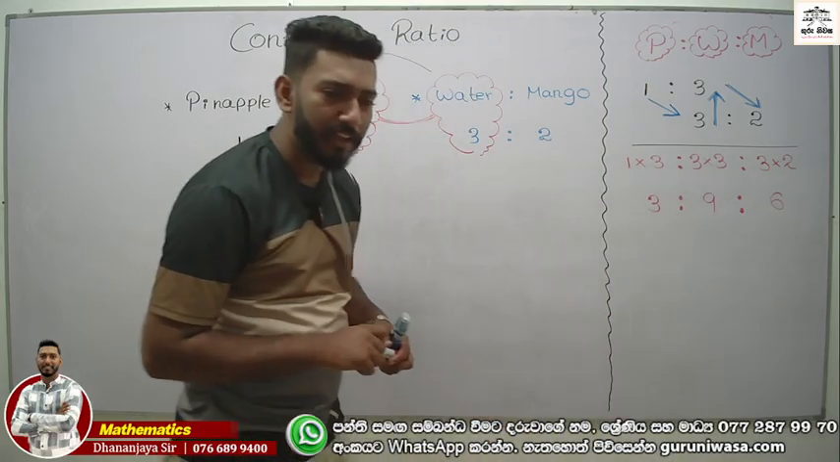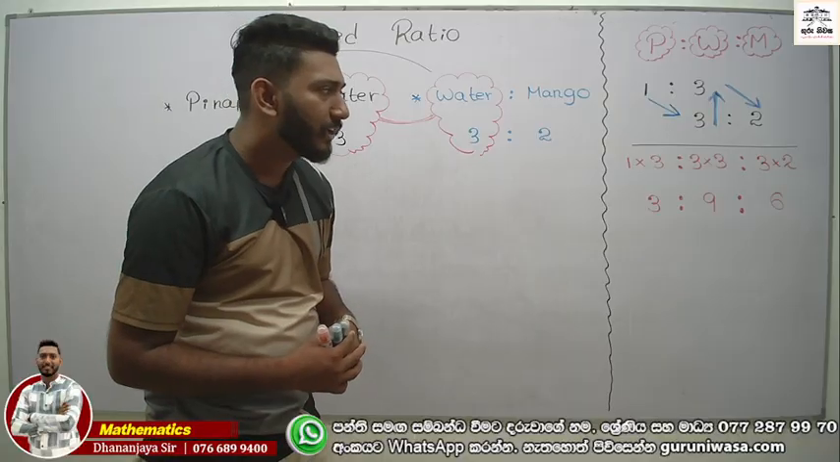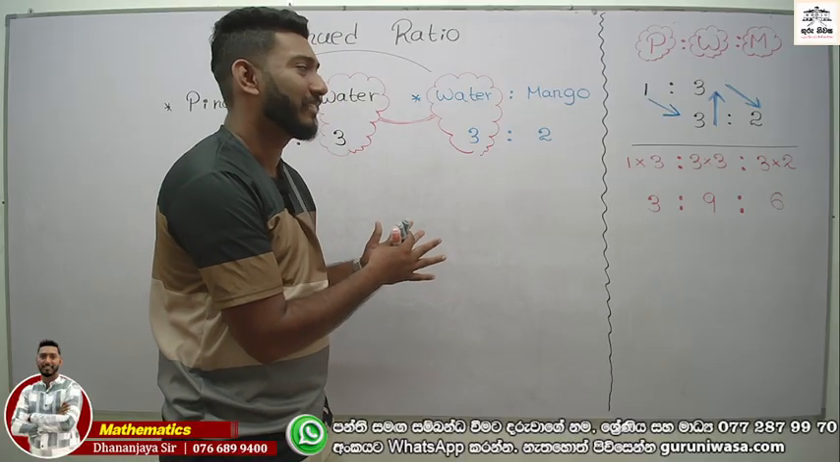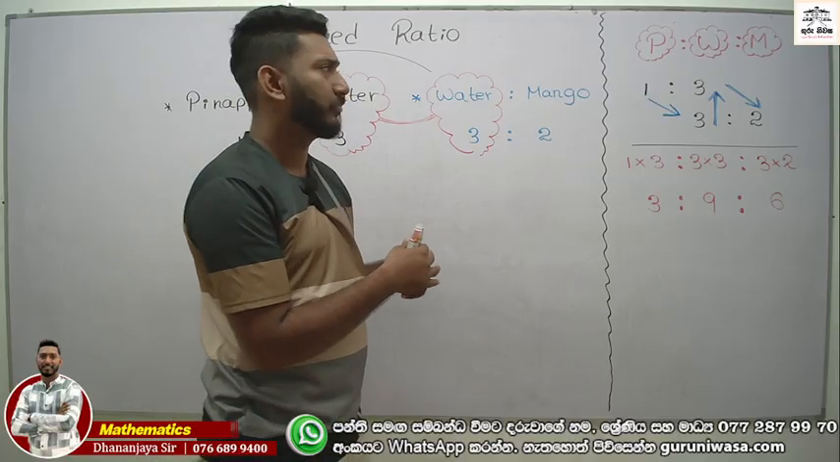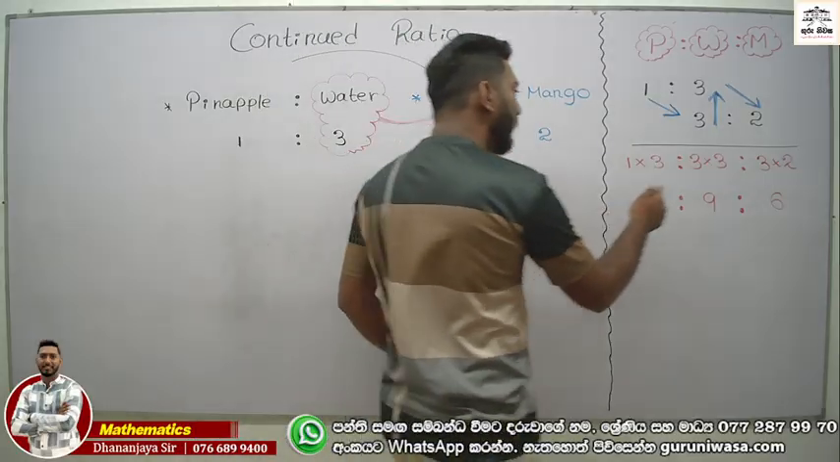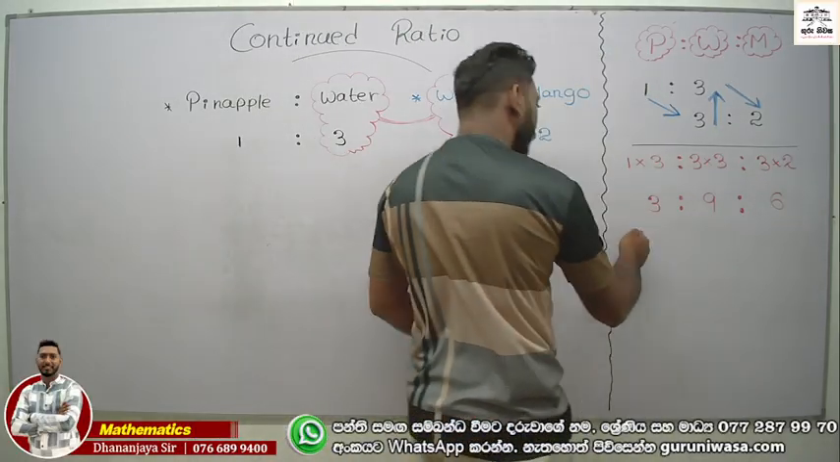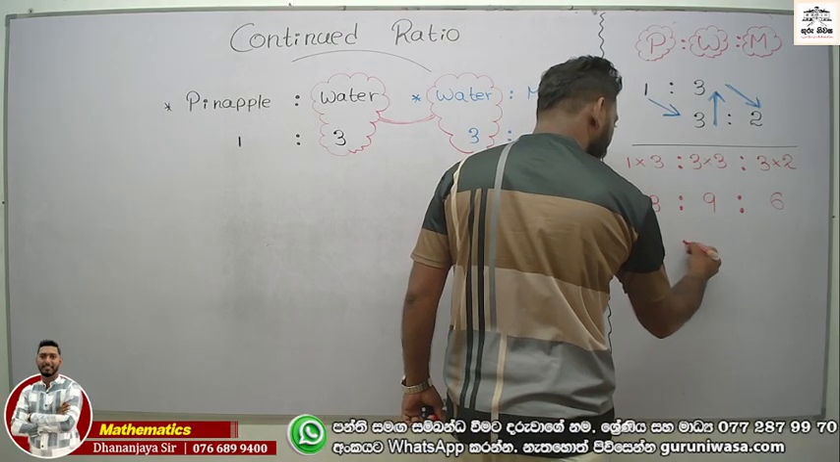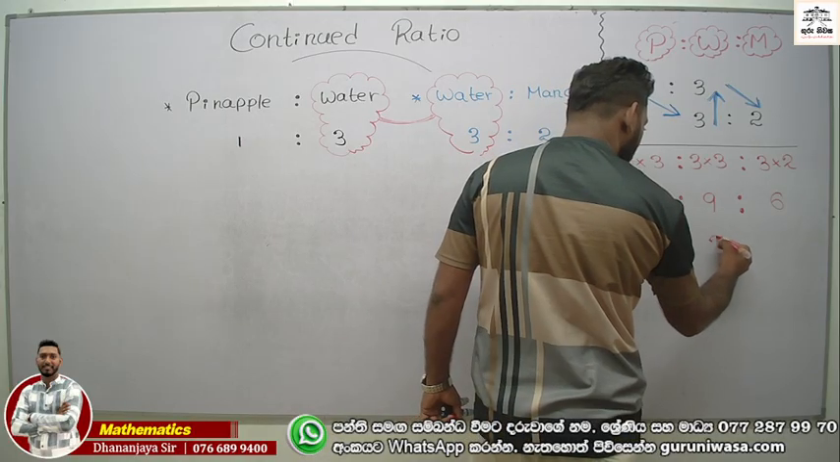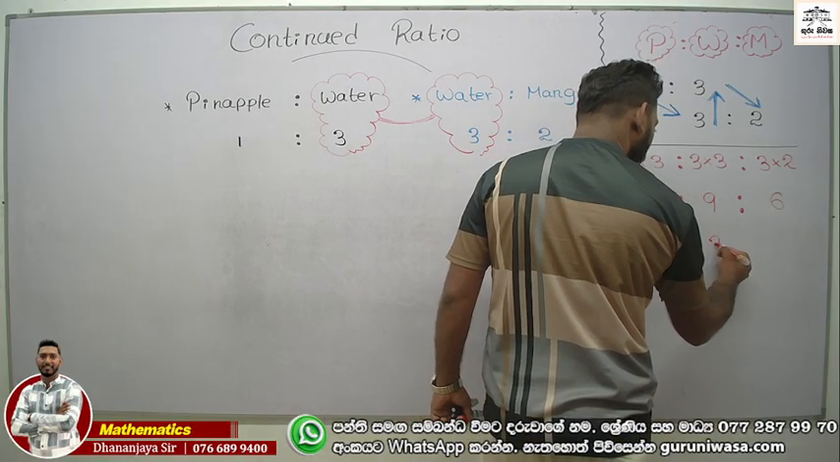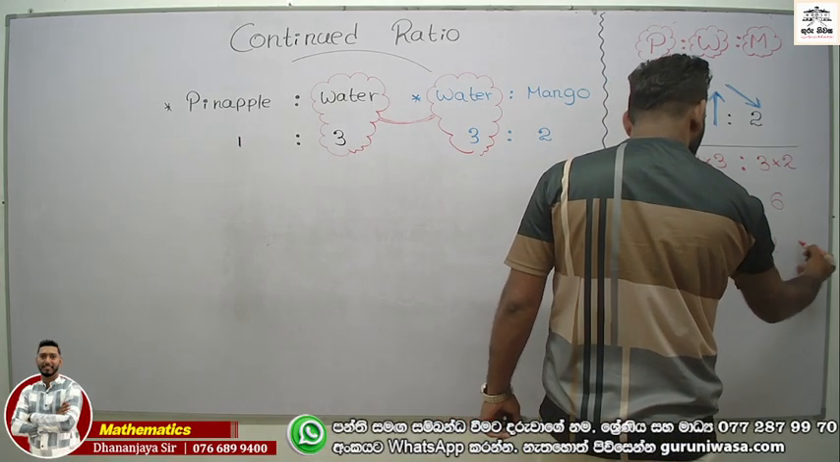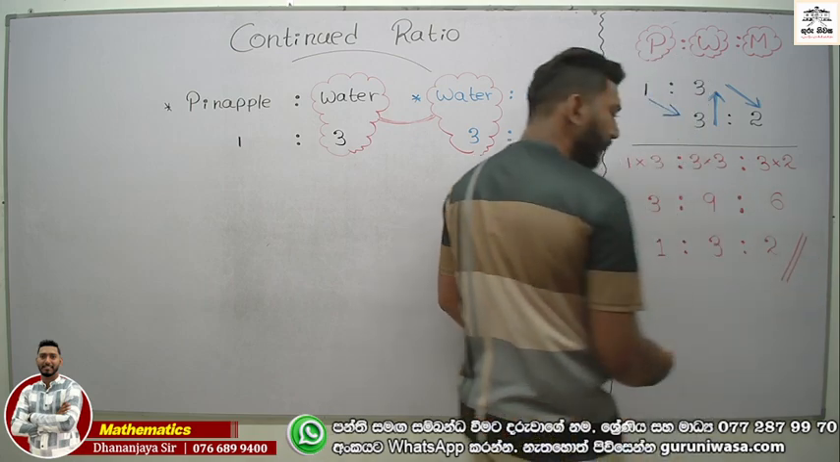But here I can see one more small thing. What do you see? Sir, we can simplify. Yes, you are correct, right? We can simplify. How? How to simplify? 3, 9, 6 both are multiples of 3. Therefore, 3 times 1, 3 times 3, and 3 times 2. And this is the final result.